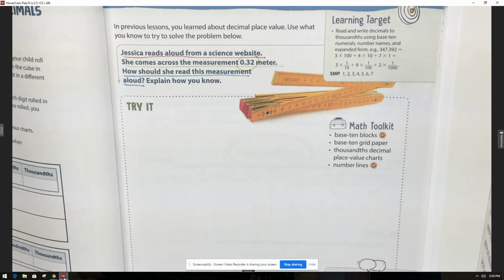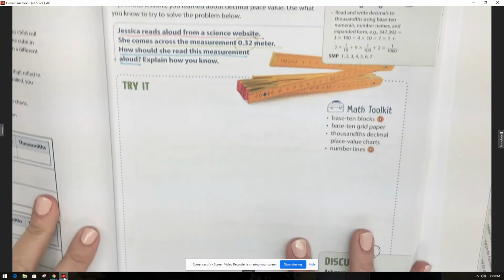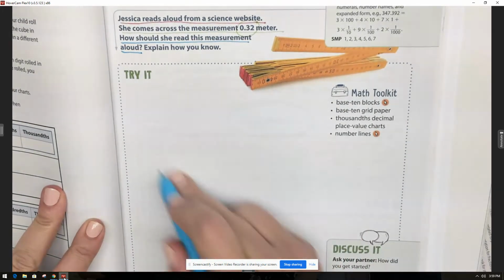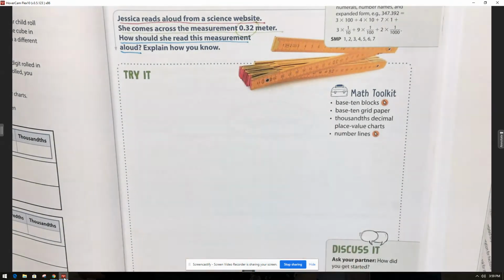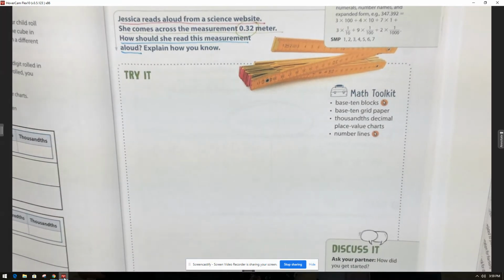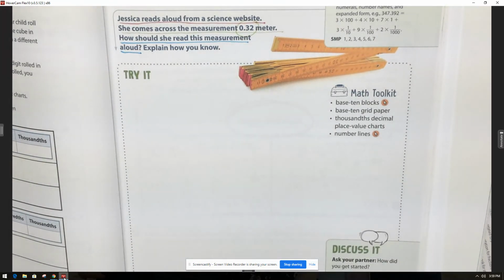I want you to go ahead and pause your video and try to show me how you think you could show how she should read this value on your own. Make sure you pause it.